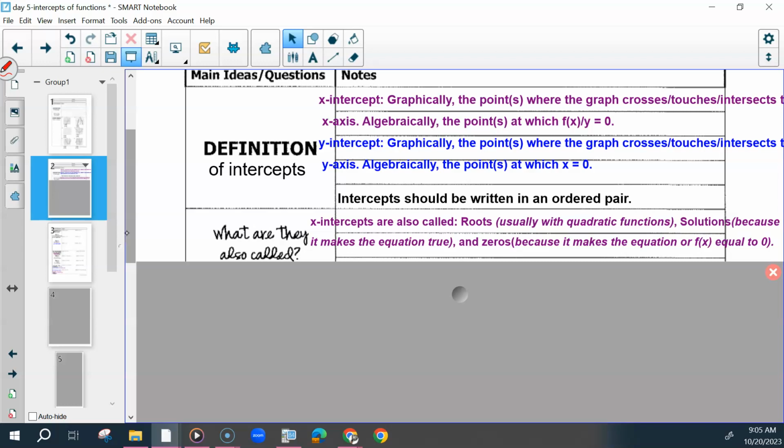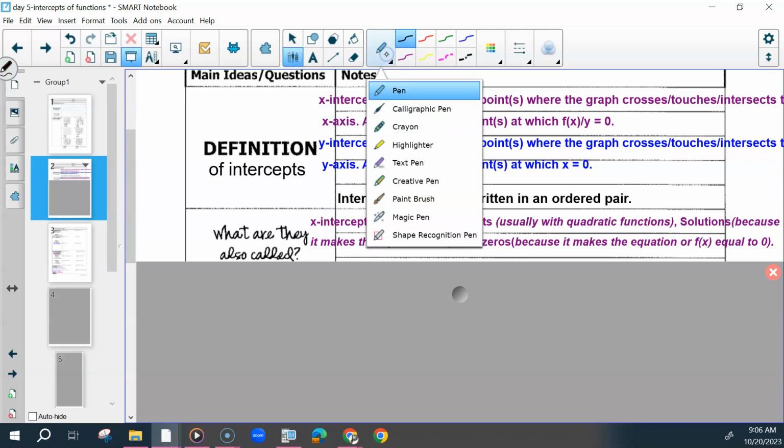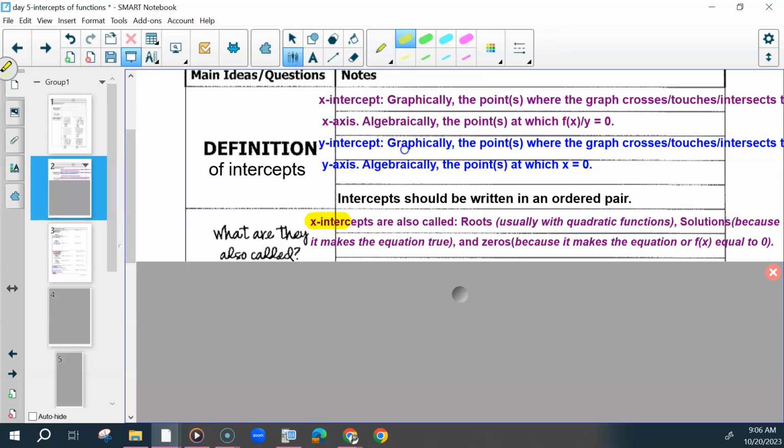Y-intercept. Graphically, the point or points where the graph crosses, touches, intersects the y-axis. Algebraically, the point or points at which x equals 0. Summary. Graphically, where it crosses the y-axis. Algebraically, where x equals 0. When you write intercepts, they should be written as an ordered pair.